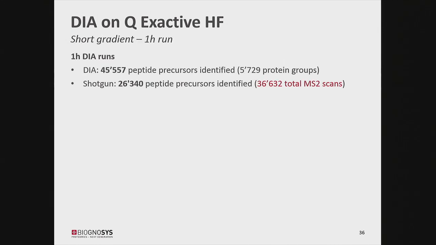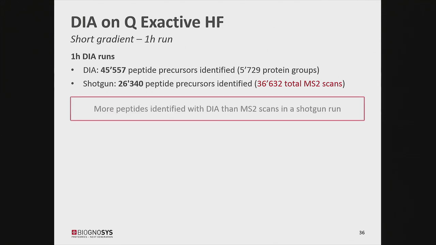Then one very striking thing was that in the 1-hour DIA runs we acquired, we identified 45,000 different peptide precursors, corresponding to roughly 5,500 proteins or protein groups. When you now take a best practice shotgun run, 1 hour on the Q Exactive HF, you will acquire no more than 36,000 MS2 spectra. That's very striking. This was nice to see for us, but also a bit unexpected to see so clearly. Basically, you can identify more peptides in a DIA run than you can acquire MS2 spectra, best practice, on the same instrument.